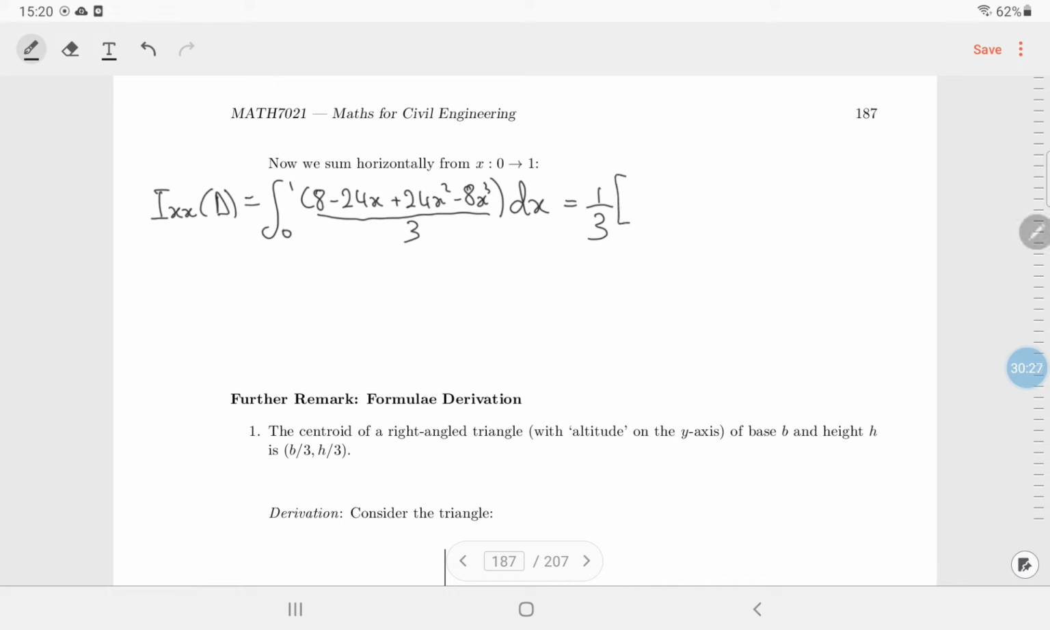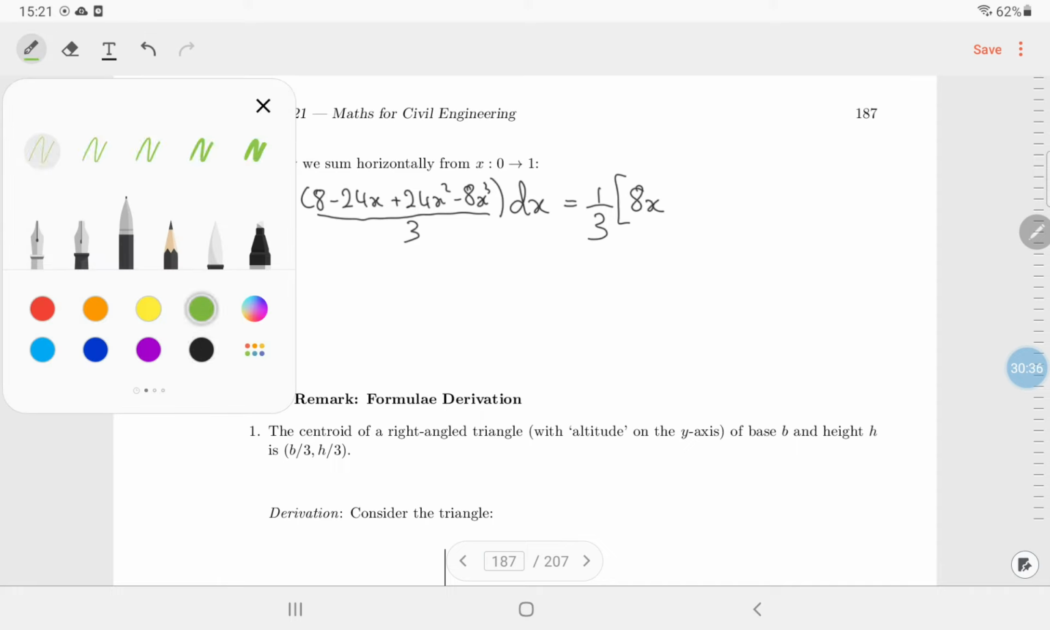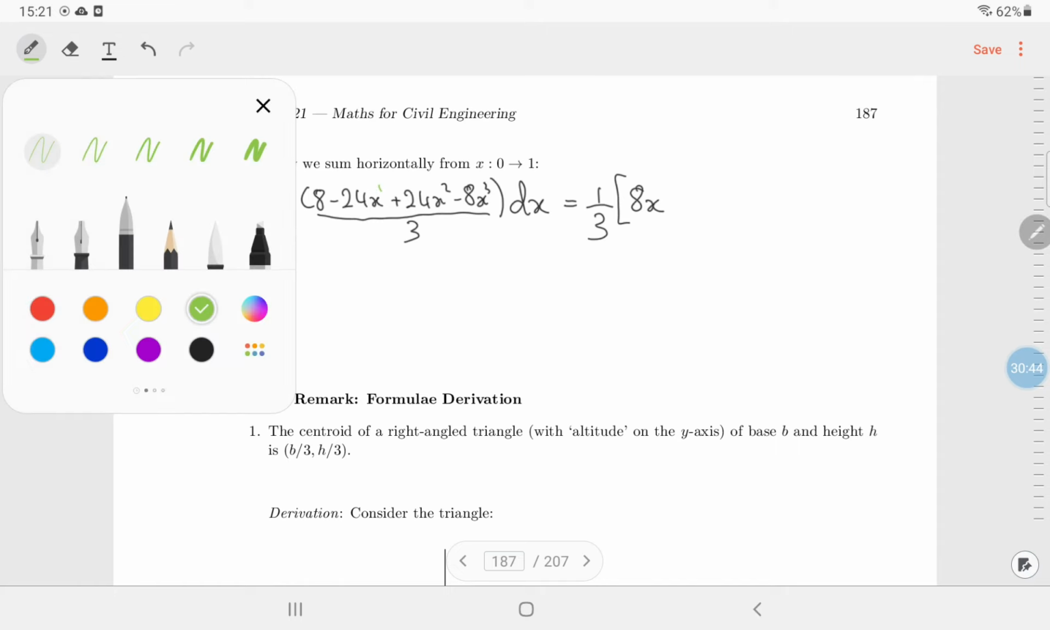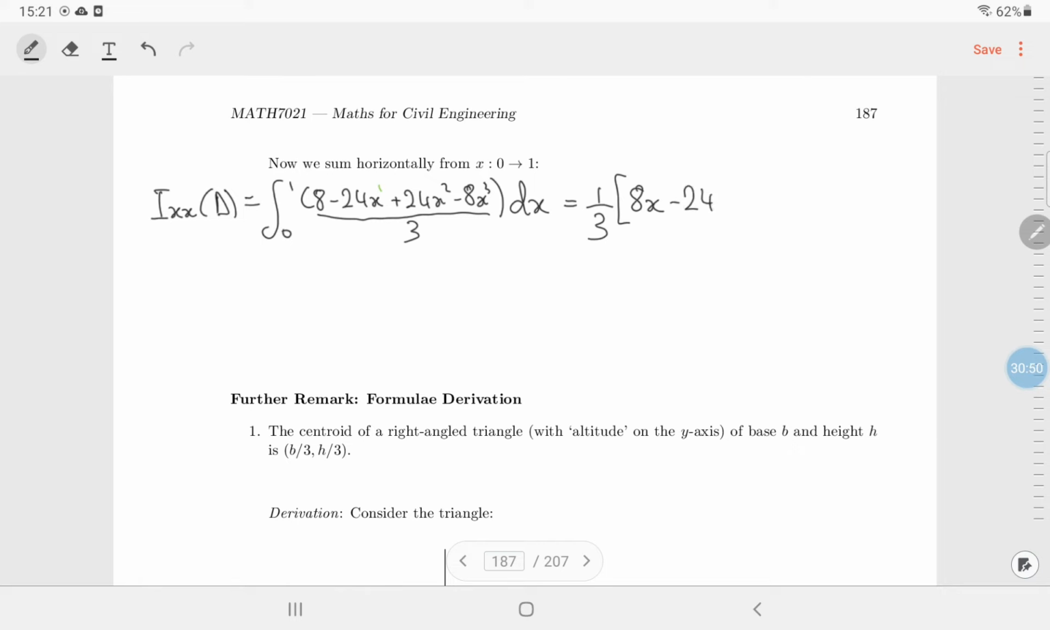Now, what do you differentiate to end up with 8? 8x. Okay? Yeah, because that's what anti-differentiate means. So if you differentiate 8x, you get 8. So if you anti-differentiate 8, you get 8x. The next one, we're going to fix the minus 24. And the antiderivative of x is x squared over 2. Plus fix the next 24, and the antiderivative of x squared is x cubed over 3. And then fix the minus 8, and the antiderivative of x cubed is x to the 4 over 4. And we're adding this up from 0 to 1.